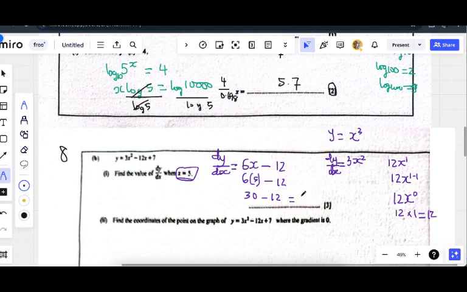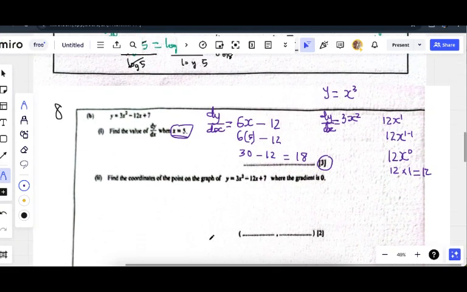So this one is a cheap question with 3 marks. It looks as if it's hard, it's not. You get 3 marks almost for nothing. You get 18, you get your 3 marks. Is that okay? Now let's go to the second part of the question.